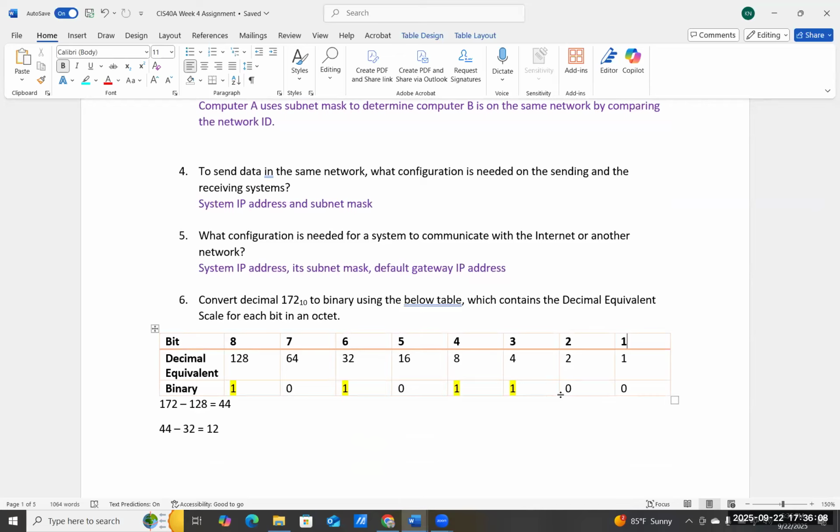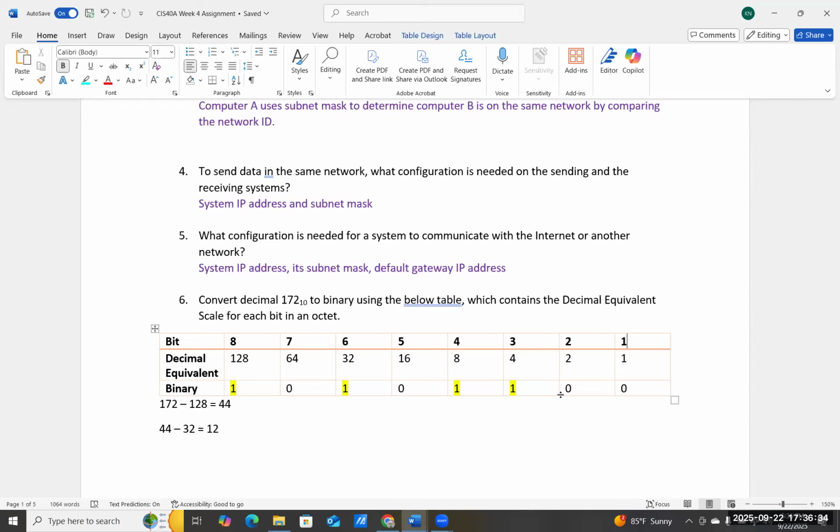Why? Because on the right-hand side, the decimal equivalent of the first bit, if it's on, is going to be 1. It's always going to be 1. For those of you who know exponents, 2 to the power of 0 is 1, because it is a base 2 number. So your least significant bit's decimal equivalent, if it's on, is going to be 1.